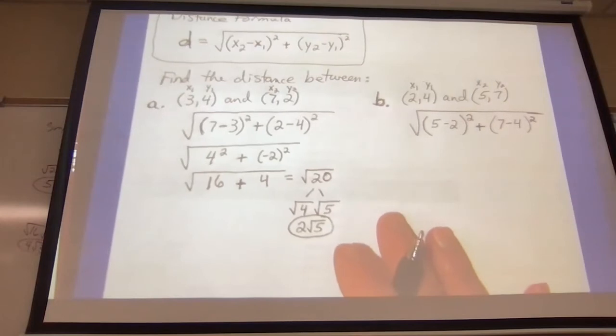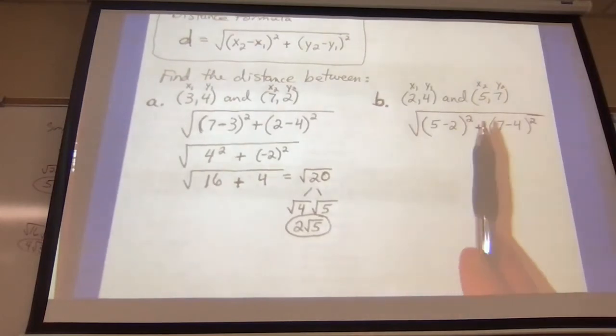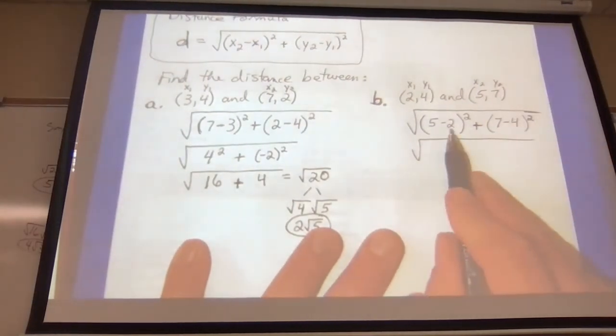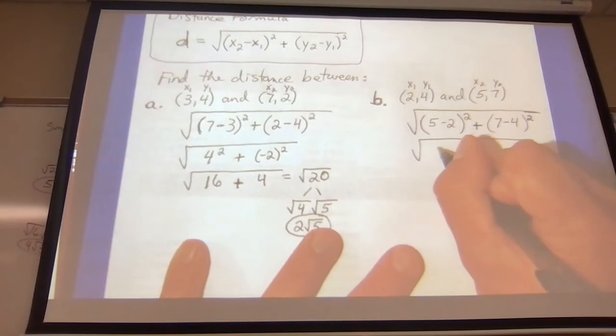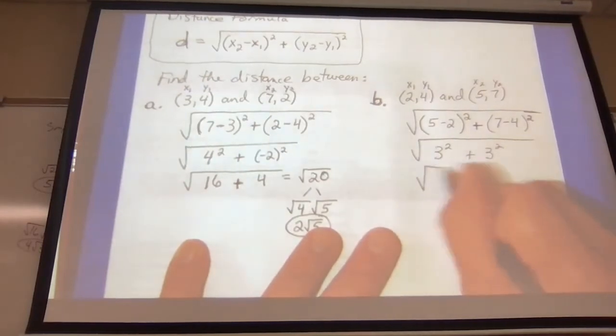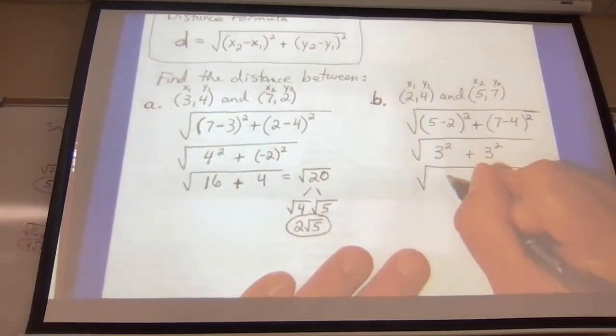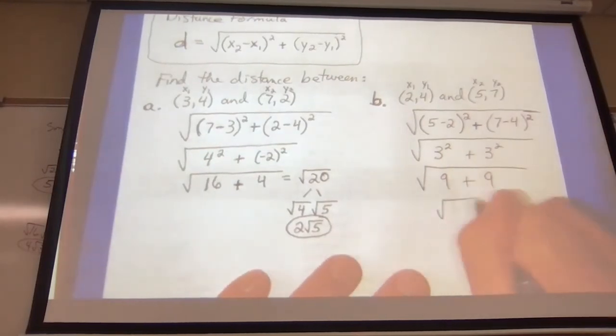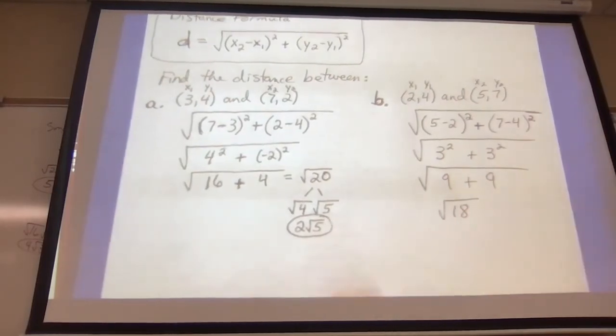Okay, let's take a quick breather here. Any questions on how I got to this point? All right, now we're going to simplify it. What is 5 minus 2? 3. You've got 3 squared here. What's 7 minus 4? 3. You've got 3 squared there. What is 3 squared? 9 plus 9. 9 plus 9 is the square root of 18.